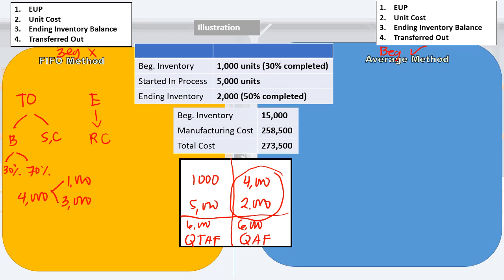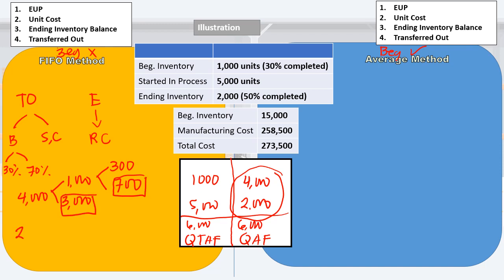So dahil last month pa nagawa, kailangan po natin yung tanggalin sa computation kasi sabi natin sa FIFO, ang kinocompute lang po natin is EUP for the current period. So hahatiin po natin yung 1,000. Yung 30%, last period pa yan, so 300 yun. Yung current, yung 70%, which is the remaining of the 100%, so 700. So, ibig sabihin, pag FIFO method, ito lang ang isasama natin. Then, isama po natin yung ending.